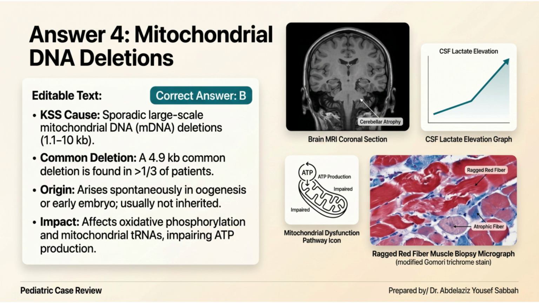Kearns-Sayre syndrome is caused by sporadic large-scale deletions of mitochondrial DNA, typically ranging from 1.1 to 10 kilobases in size. A common deletion of about 4.9 kilobases is found in more than one-third of patients. These deletions arise spontaneously during egg cell formation or in the early embryo, which is why the condition is usually not inherited and the family is asymptomatic. The deletion impairs oxidative phosphorylation and affects mitochondrial transfer RNAs, which reduces the cell's ability to produce energy. This explains the multi-system involvement seen in tissues with high energy demand, such as muscle, nerve, and the retina.